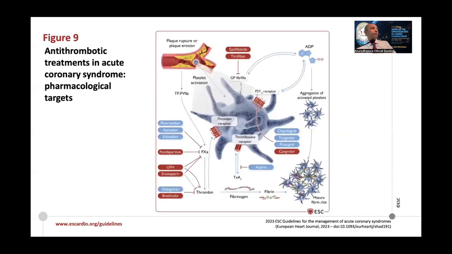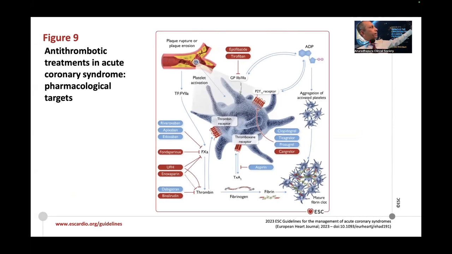Another important thing is giving aspirin on time to a patient with ST elevation. In ST elevation MI, if you look at this pathway, platelet aggregation occurs initially, and then the thromboxane pathway can be blocked with aspirin or P2Y.